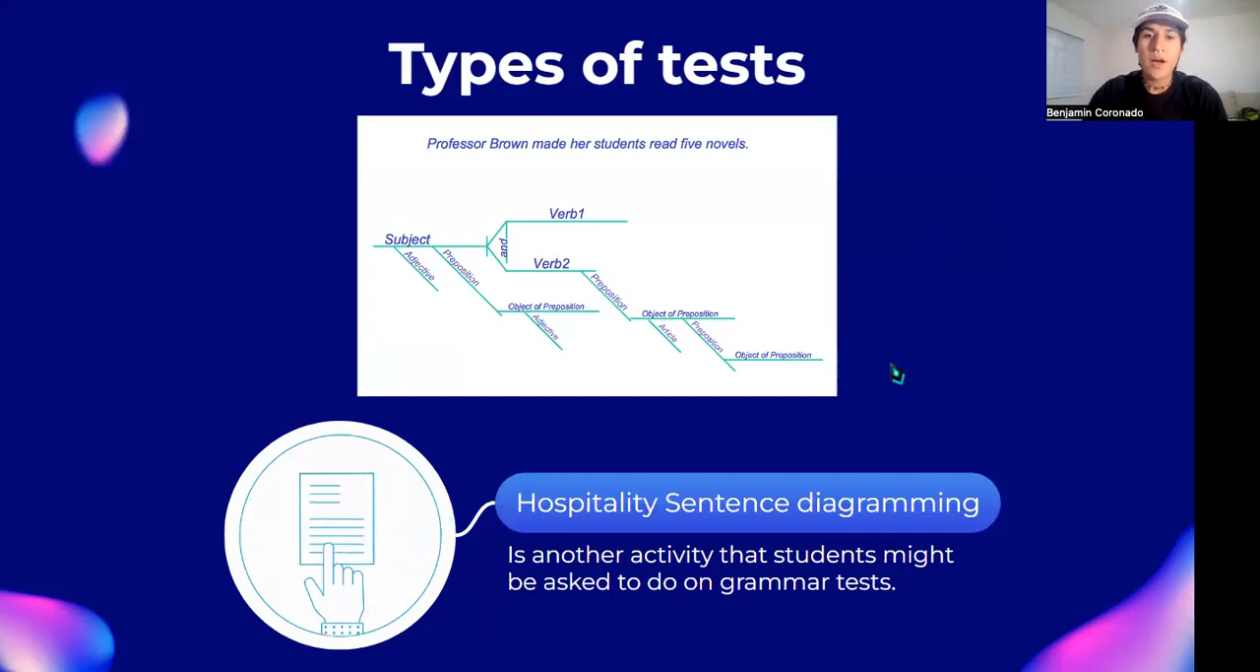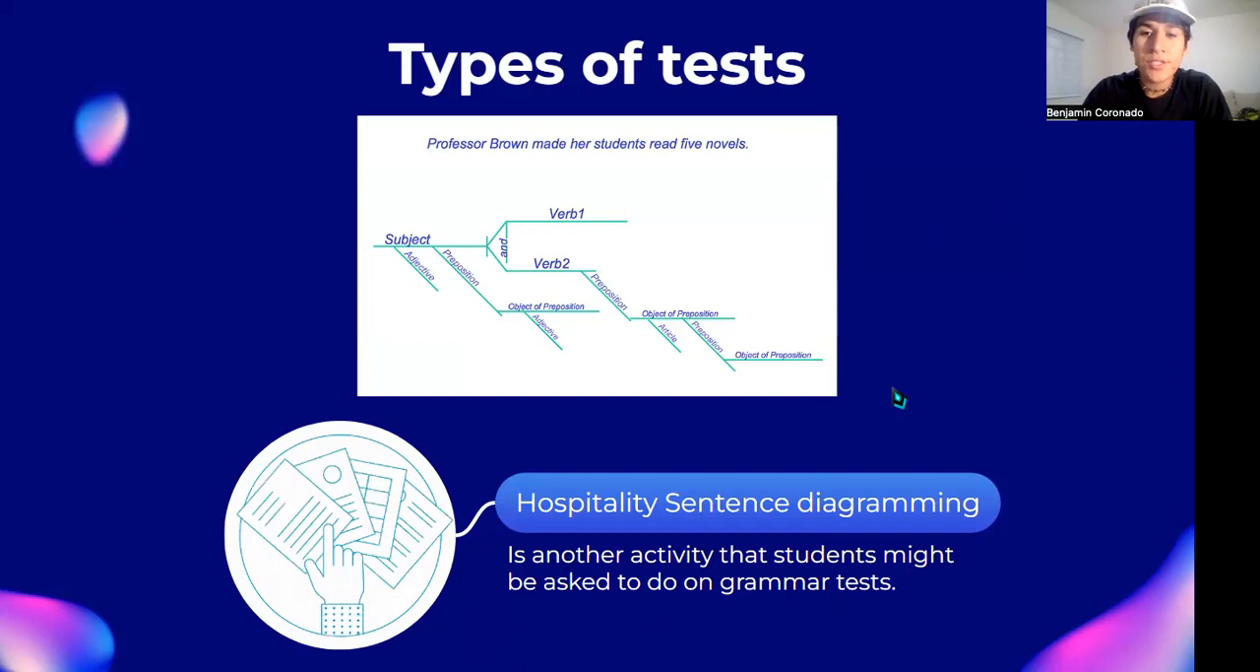Sentence diagramming is another activity that students might be asked to do. They must make a graphic representation of the parts of speech in a sentence. Students draw lines and write the words from the sentence in a predicate format to show how each word functions as a certain part of speech.